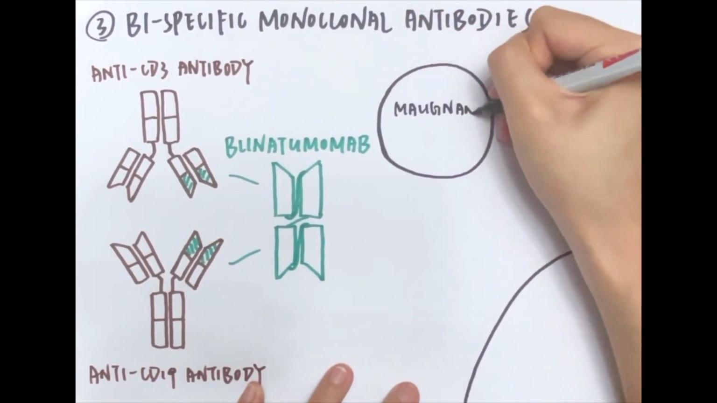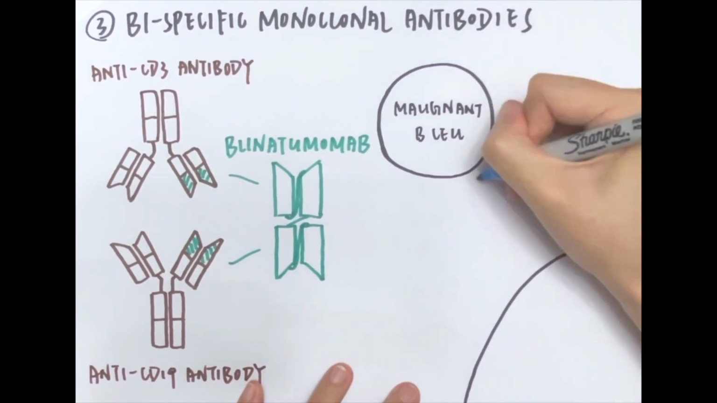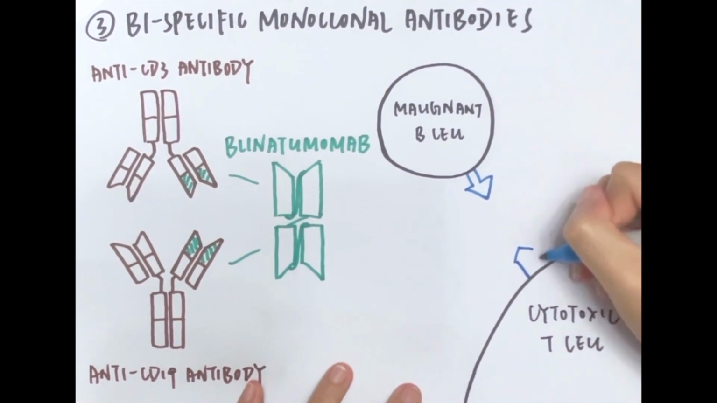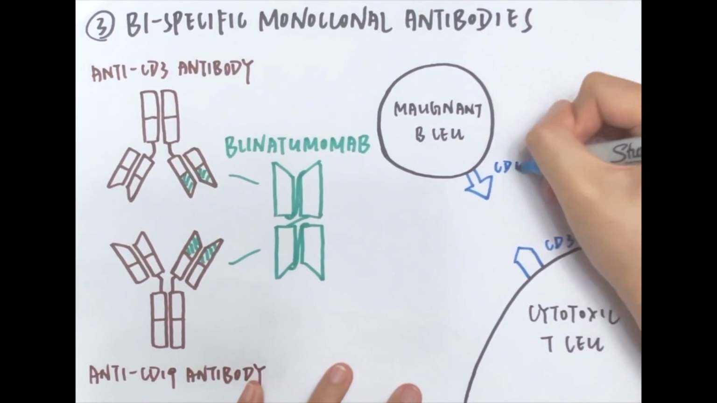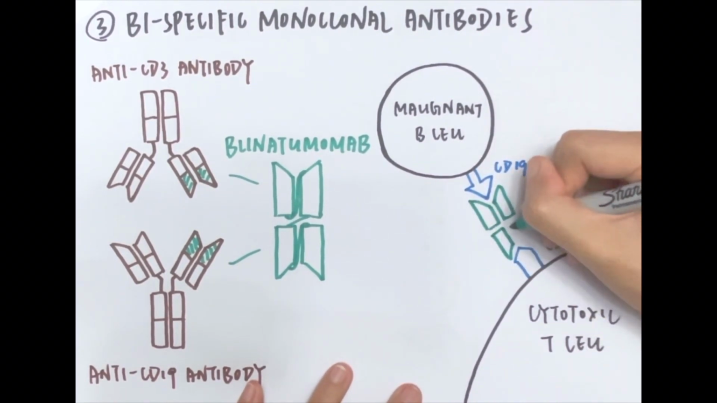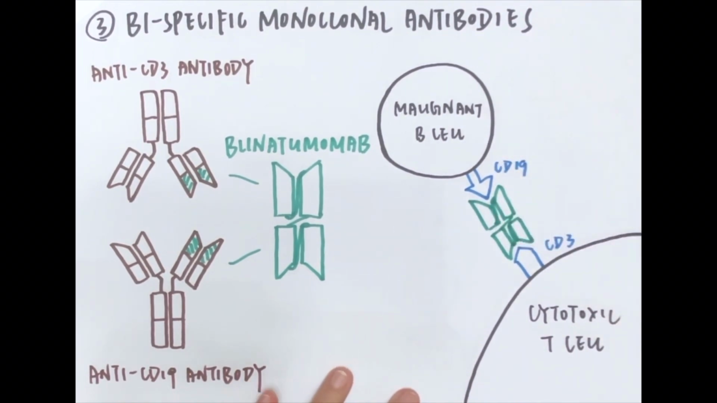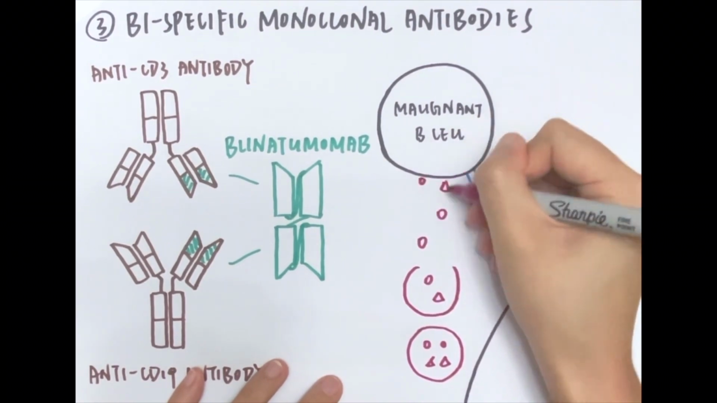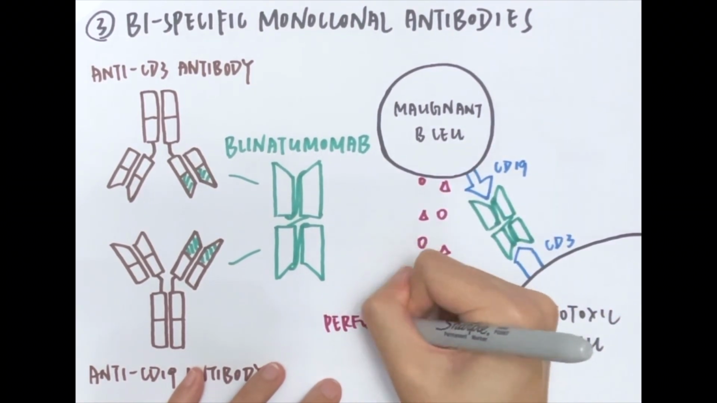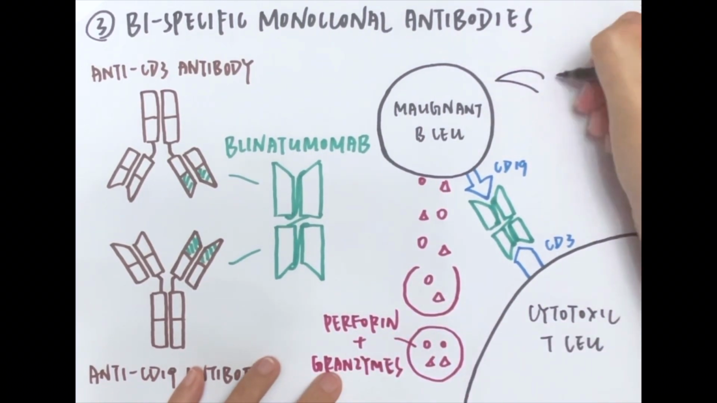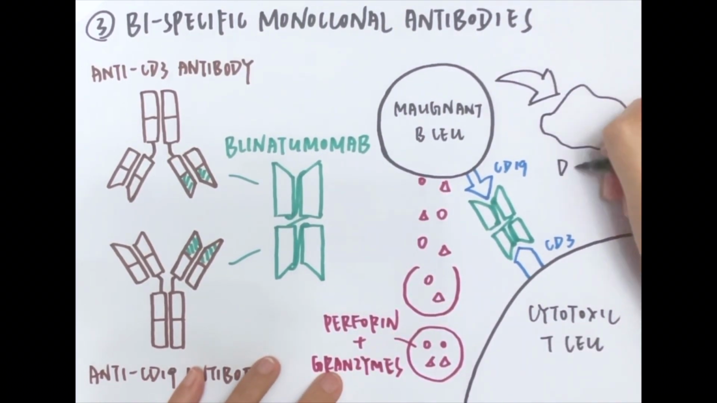Blinatumomab binds to CD3 on cytotoxic T cells, as well as CD19, which is expressed nearly ubiquitously in the B-cell lineage. In this way, cytotoxic T cell and the cancerous B cell are brought to close proximity, initiating a greater immune response. When bound to the MAB, T cell activation is triggered. It releases cytotoxic granules containing perforin and granzymes, resulting in perforation of membrane and lysis of the tumor cell.